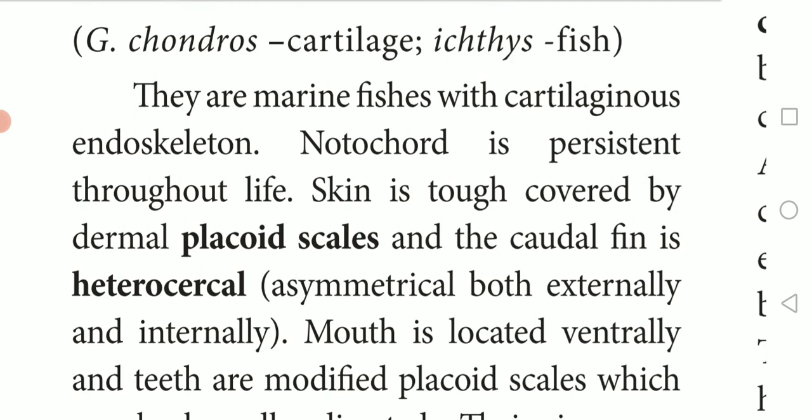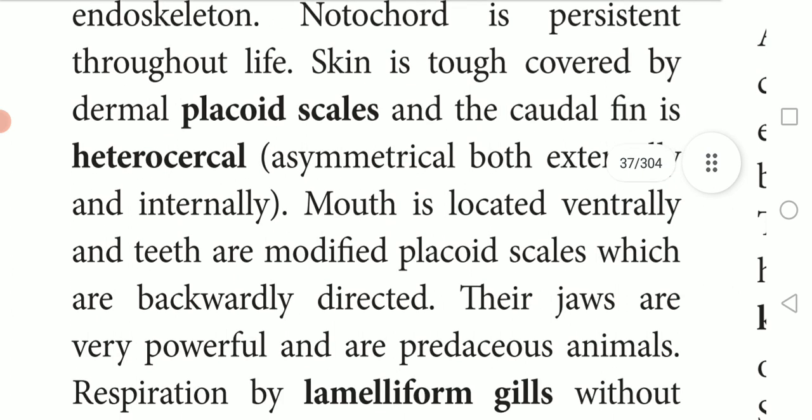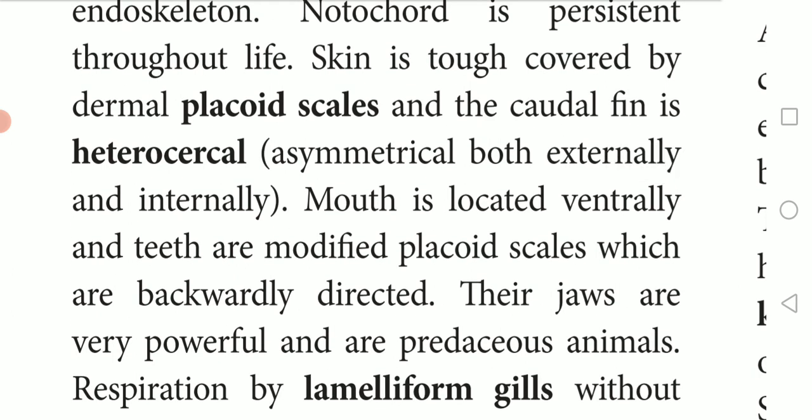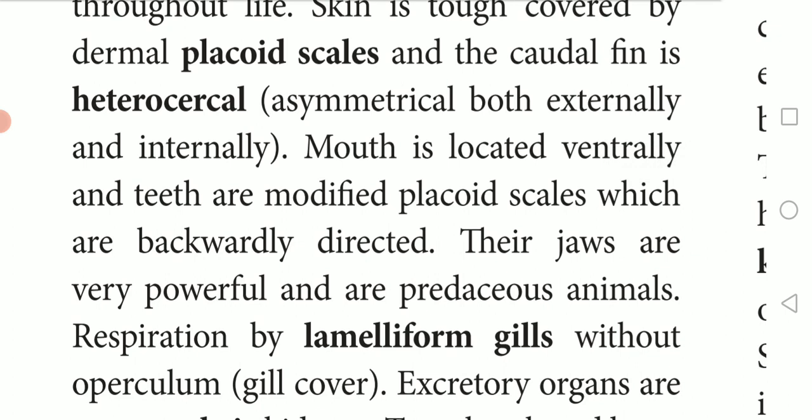Skin is tough, covered by dermal placoid scales. Placoid scales are a type of scale. And the caudal fin is heterocercal. Heterocercal means asymmetrical, both externally and internally. The fins are present in opposite directions, on both sides. Then the mouth is located ventrally, and teeth are modified placoid scales which are backwardly directed.